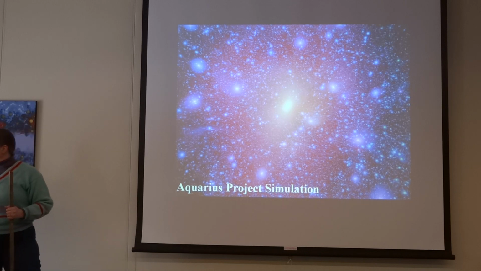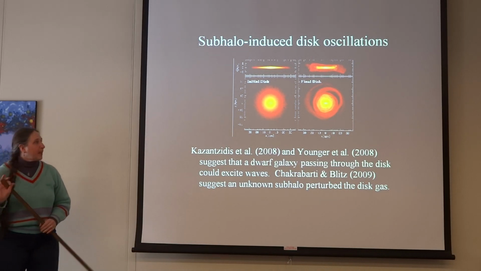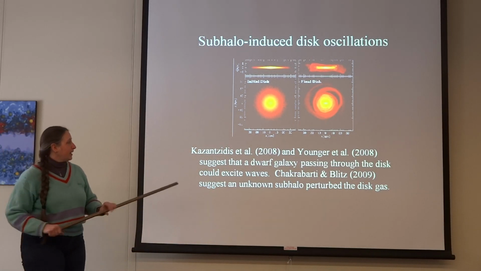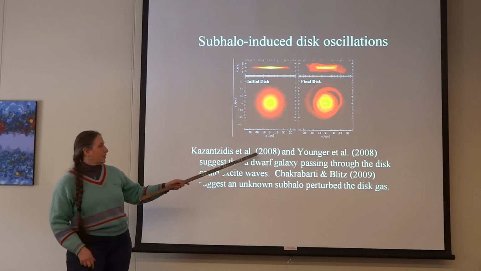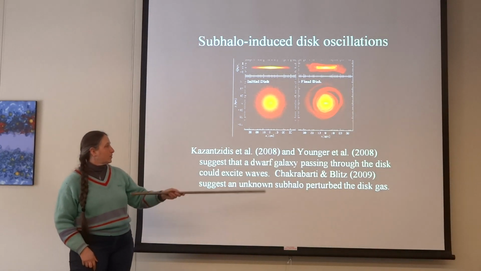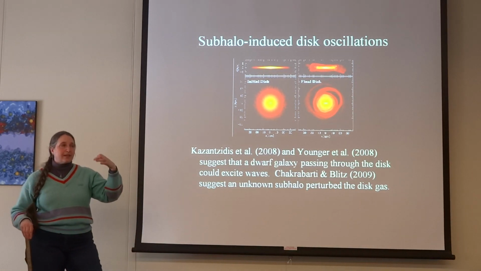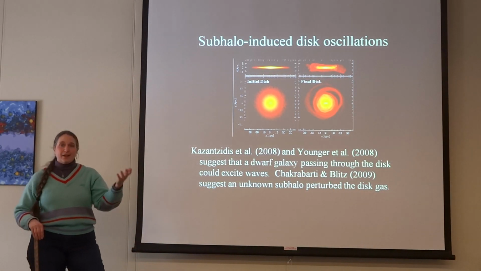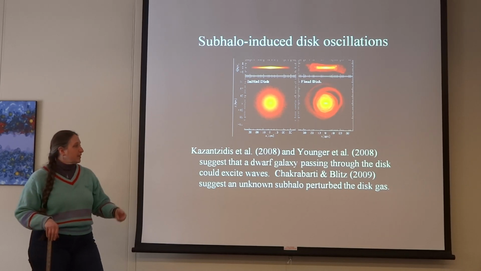So that's what we're talking about using galactoseismology. And there are papers that have predicted this in the past. Kazantzidis in 2008 and Younger, also 2008, suggested that if you have a dwarf galaxy and it passes through the disk, it could excite waves somewhat like the waves that we're seeing.